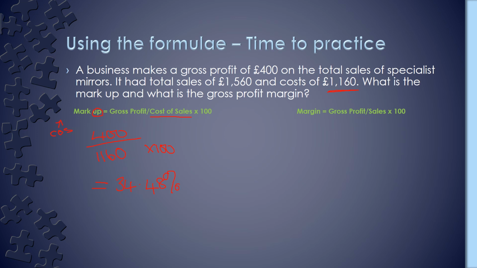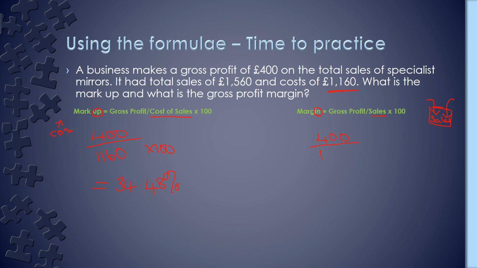And bring up our margin here. So again, we've got our keyword here. Remember our little box where everything goes into it. So you're going to put everything in. So therefore you're basing it on your sales price. So there's your gross profit again of 400.